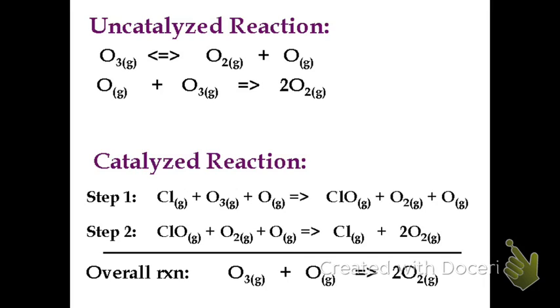They still will cancel each other out and not appear in the rate law, but you start with it and you end with it, so it's still there because the catalyst is not used up in a reaction. Now, for the overall reaction, we're going to cancel them because they're on opposite sides. Okay, and then which ones are the intermediates? ClO and O2. Yep.